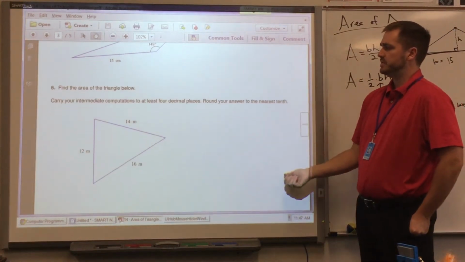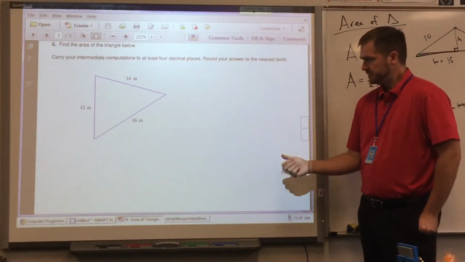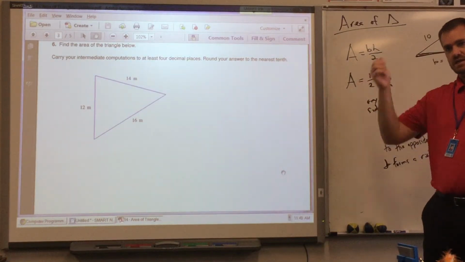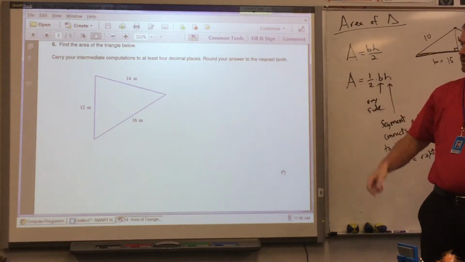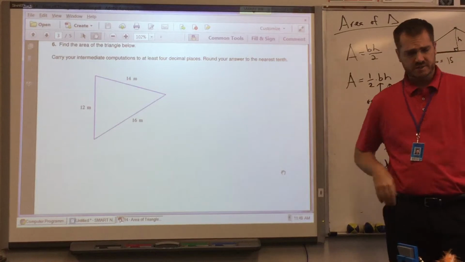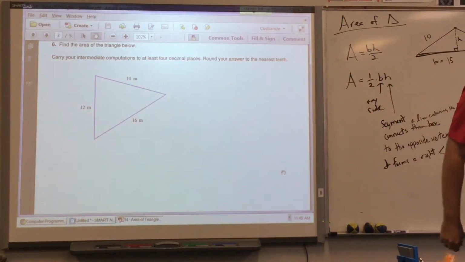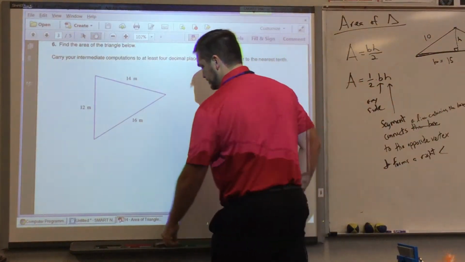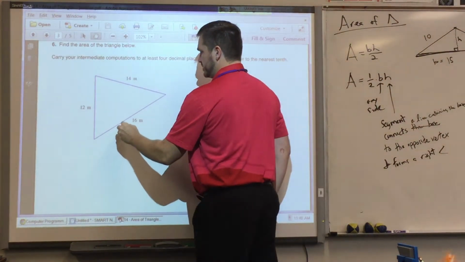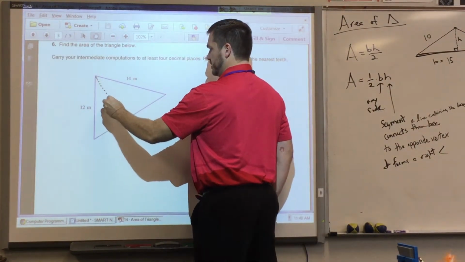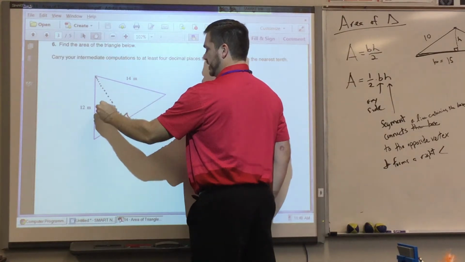Let us now go to the third situation. Side, side, side. Alright, which side do y'all want to start with? Which side's your base? We don't need to do the base. 16. Okay, that's as good as any. So if that's the base, there's my height.